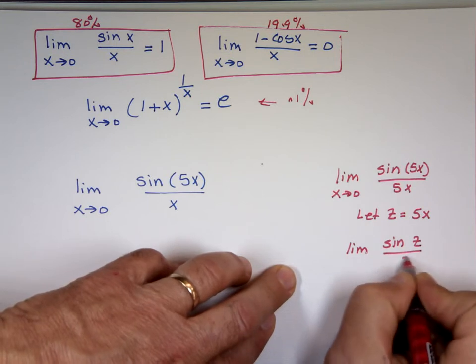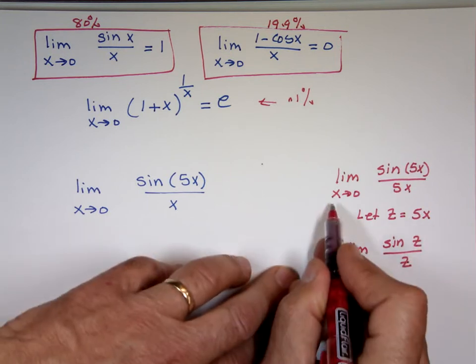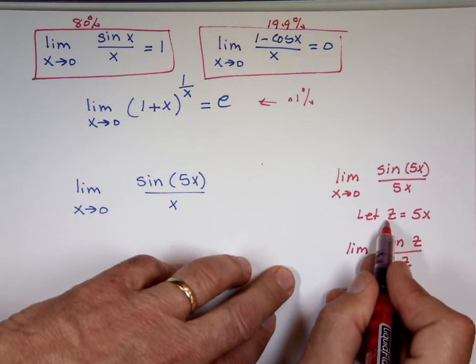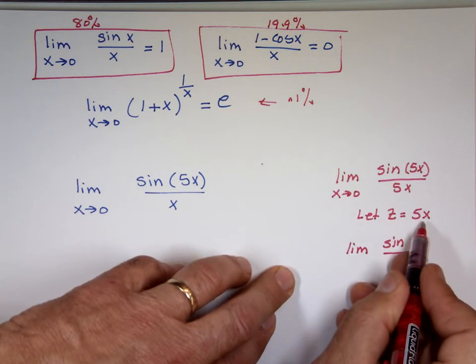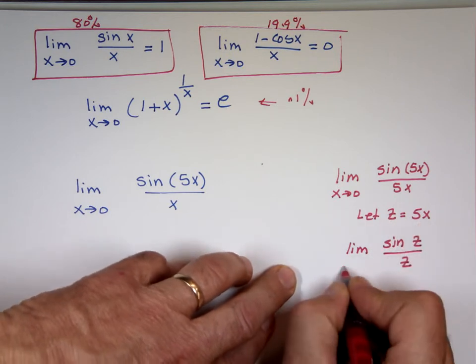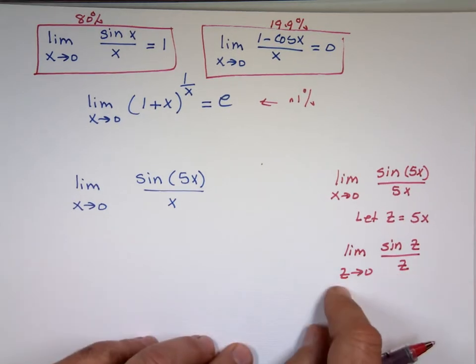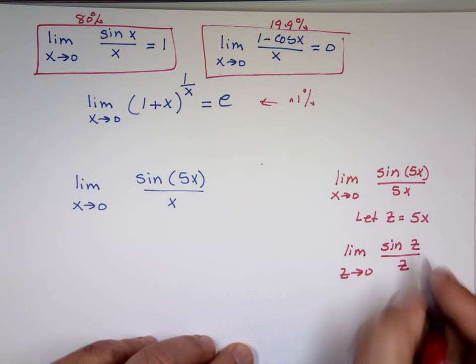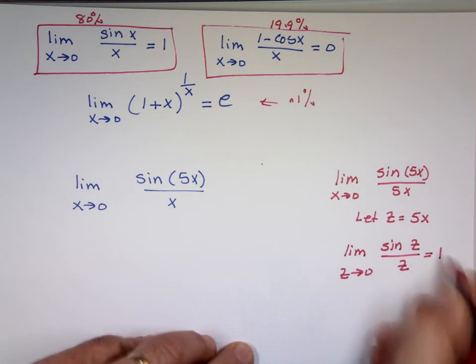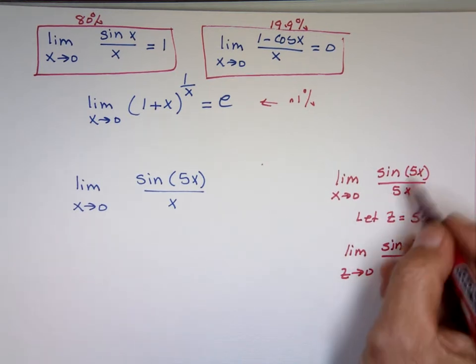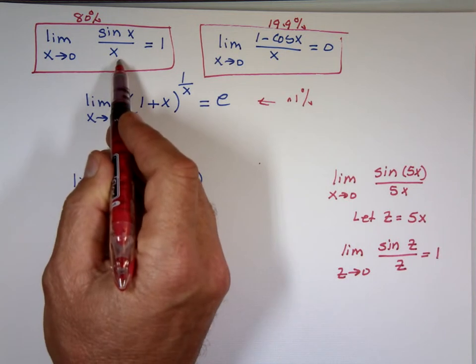And when x is 0, what is z equal to? What's 5 times 0? 0. That becomes as z approaches 0. Does it really matter if I call that x or z? So the answer to this is what? 1. So as long as these two are the same, you'll be able to use that by changing the variable and your answer will be 1.